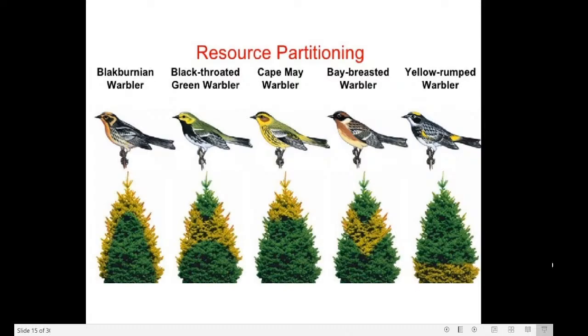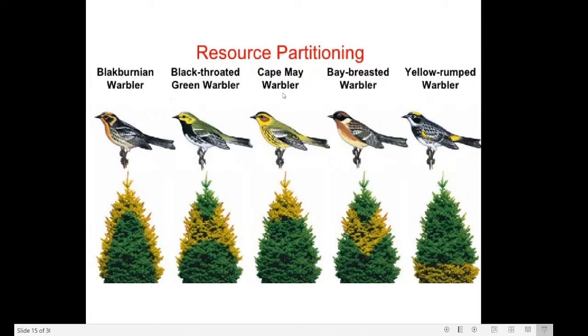Okay, resource partitioning. It's a very important thing. We may ask the question in a different way. This black-burnian warbler is one bird. They eat the leaves over the tree. They can't enter into the tree, they stay over the tree and find food. The black-throated green warbler eats at the side of the tree. The species are the same type, only their characteristics change.